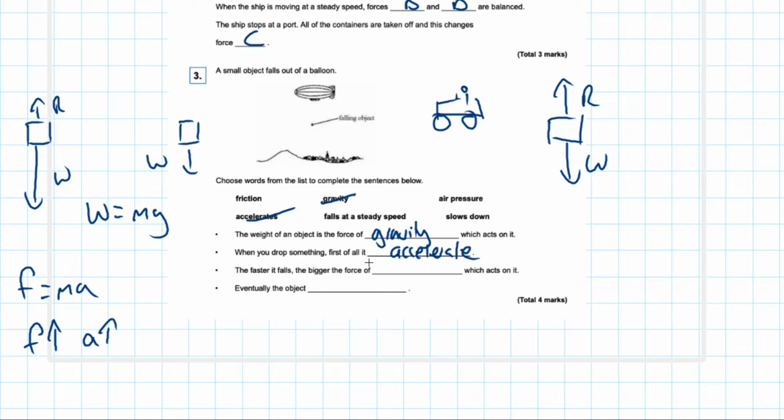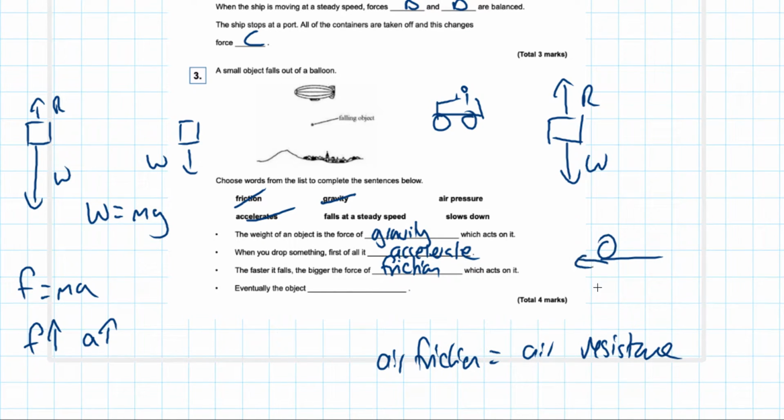So that means that you have a bigger force of resistance. Resistance here is the same as friction. You can have air friction, so the friction of the air is equal to air resistance. And then we also consider friction on the ground as well, and that's just known as friction. It means the same thing, essentially. It means a resistance.